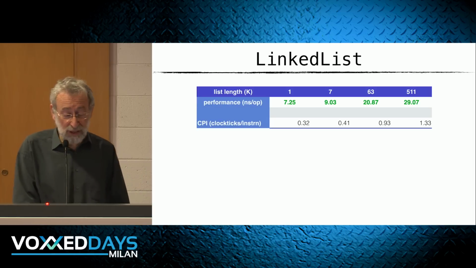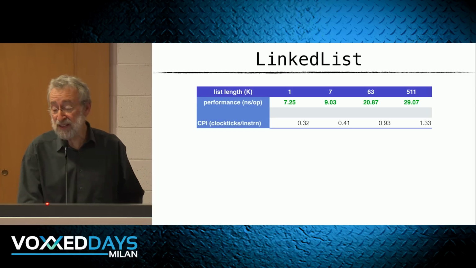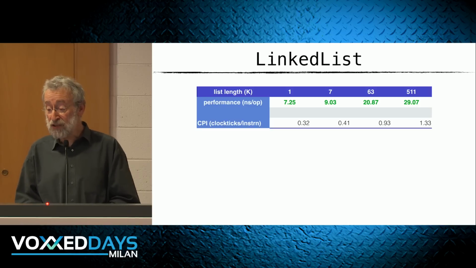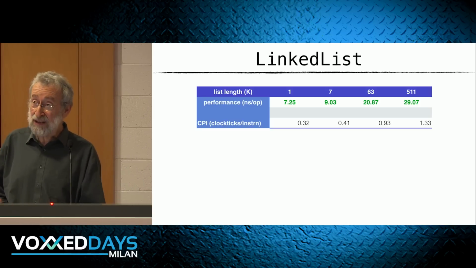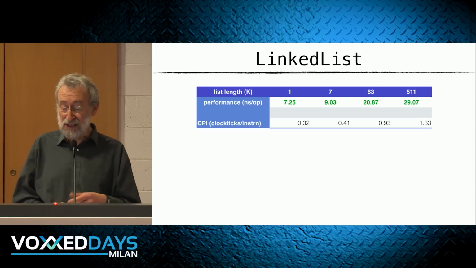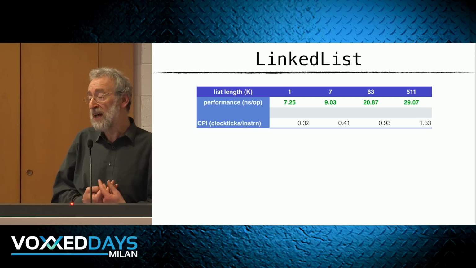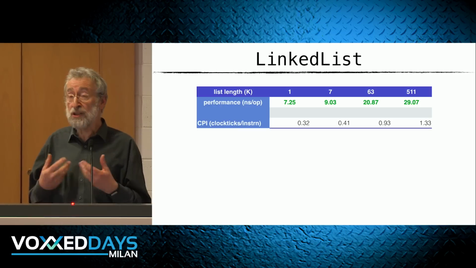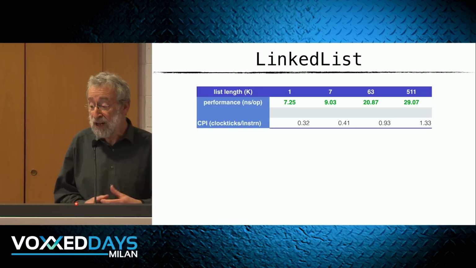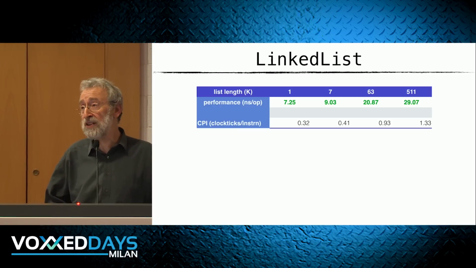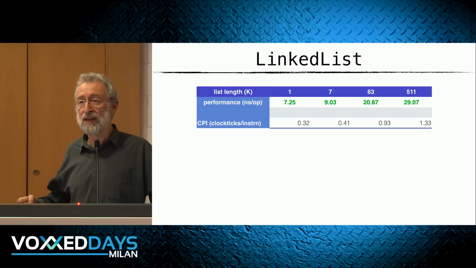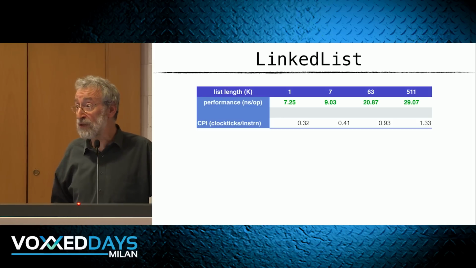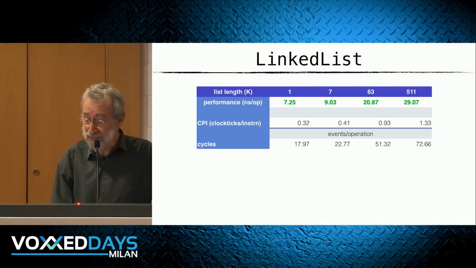And if we look at why this is, we can see that the clock ticks per instruction are increasing, pretty much at the same rate as the performance is getting worse. What that indicates is that we're not actually performing more instructions. We're normalizing on the number of instructions we're performing. It's not like linked list is doing more work. It's just that the work it's doing is going more slowly as the list gets longer.